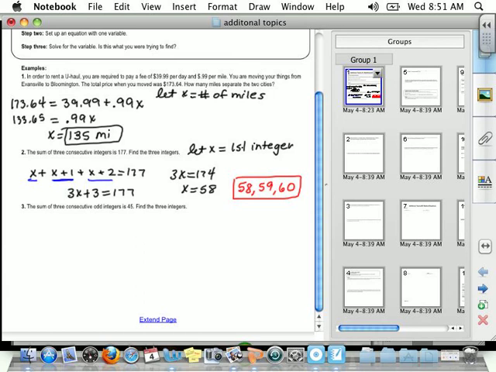Okay. Now another way that some people sometimes do those is they let the middle one, so if there's an odd number of integers, they let the middle one be x. So if you let the middle one be x, so don't write this down, the one before it would be x minus 1, and the last one would be x plus 1. So then the minus 1 and plus 1 cancel, so you just have 3x equals 177, and you can go from there. So some people like to do it that way.